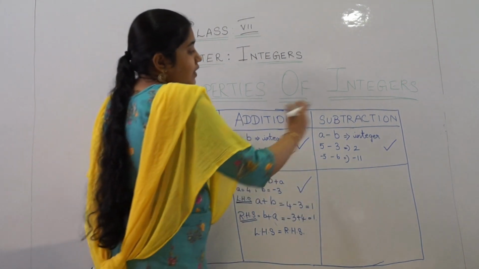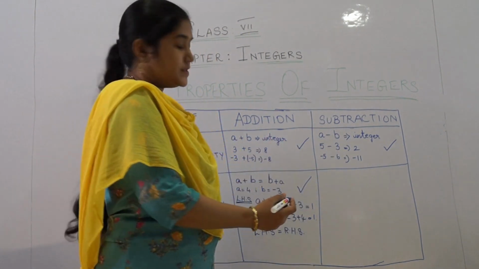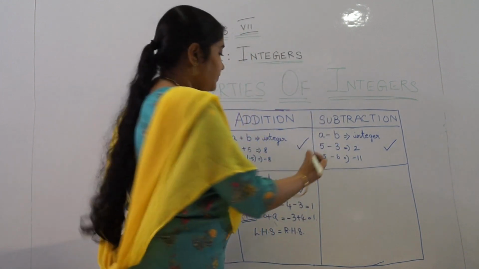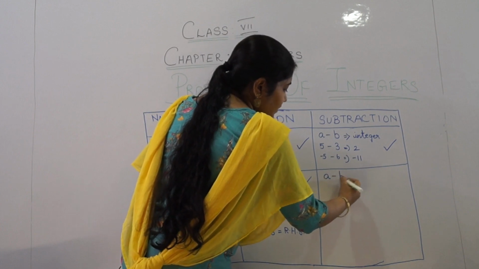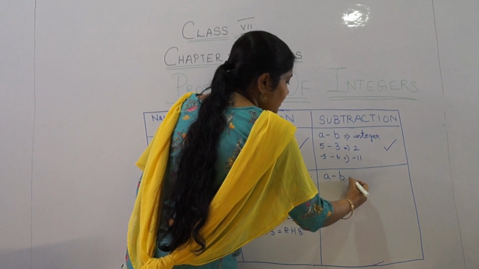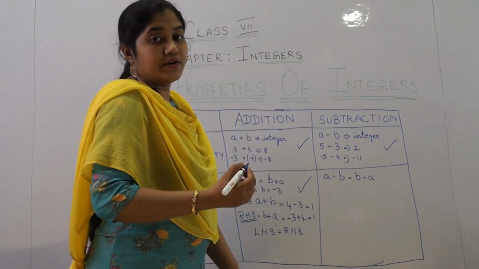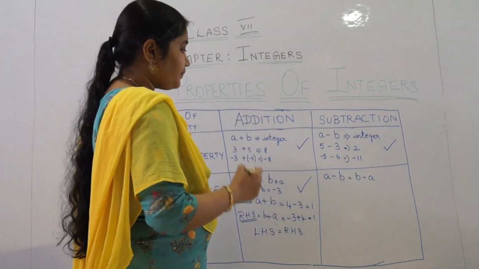Yes. So now let's move on to subtraction. The same commutative property applies here, but since it is subtraction, when two integers are subtracted, a minus b should be equal to b minus a. In whichever order they are subtracted, the result should remain the same.